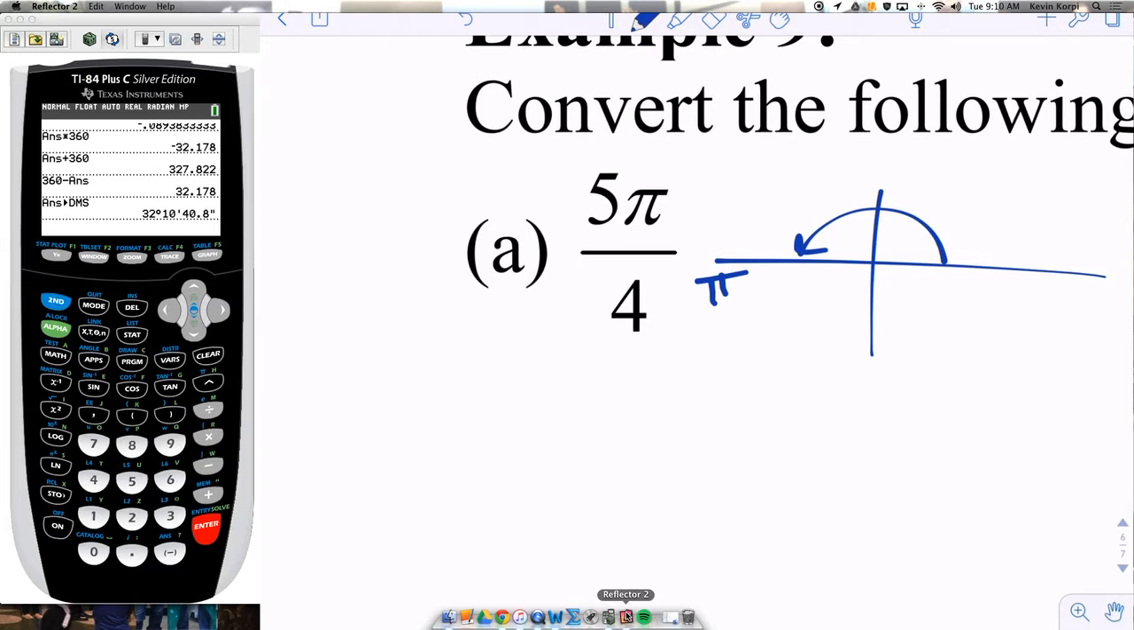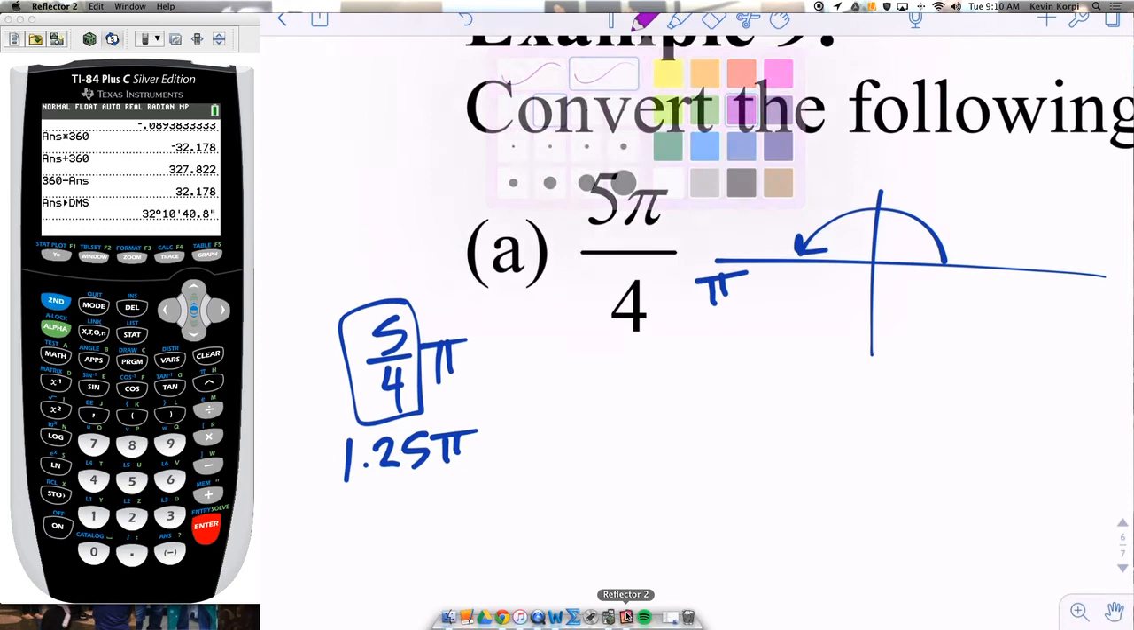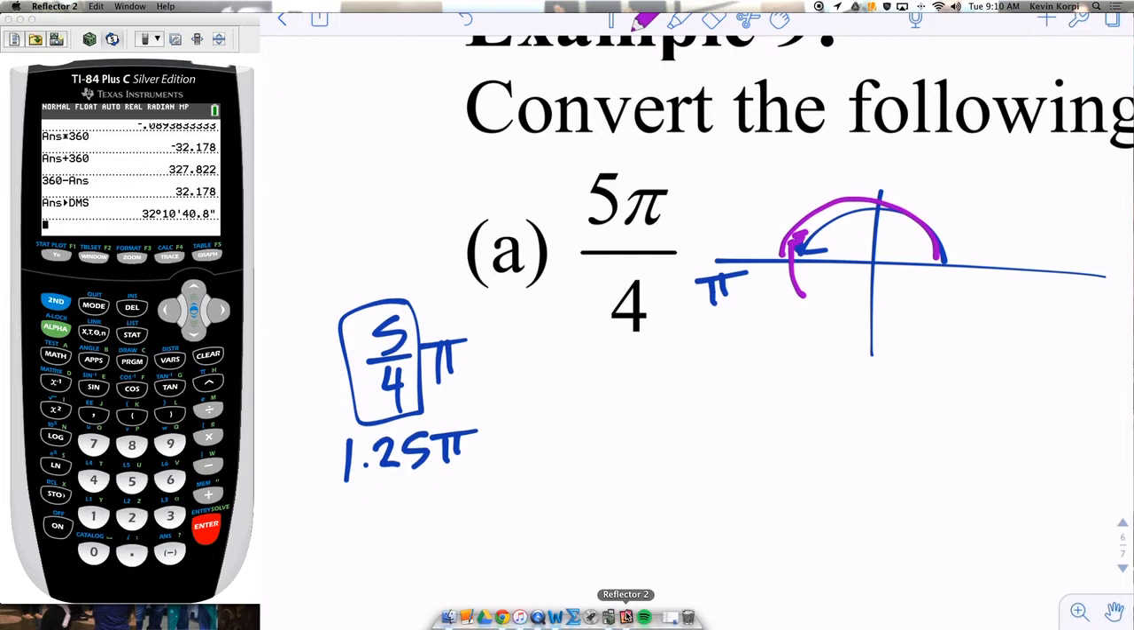So if we're looking at the ratio 5 pi fourths, that's the same as 5 fourths pi. 5 fourths is the same as 1.25, yes? So we're going to be going a full pi, 1 full pi, plus a smidgen of another, a quarter of another. So which quadrant should 5 pi fourths terminate in? It should terminate in quadrant 3. Good. Whenever this ratio, 5 fourths, is bigger than 1, just bigger than 1, it's going to terminate in quadrant 3. So I know that it terminates right there, 5 pi fourths. Now the question is, what is that in degrees?